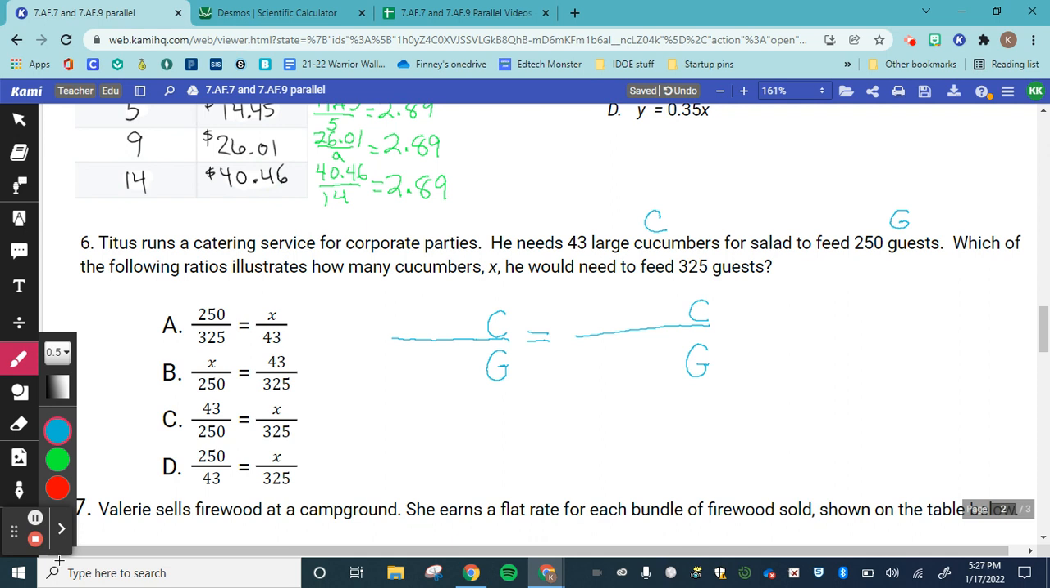So 43 cucumbers will make enough salads for 250 guests. So the 43 and the 250 need to go together in the same ratio. And then my next number, how many would he need to feed 325 guests? Well, that's guests, so I know it goes in the G's place. So 325, and they tell us to use the variable X.